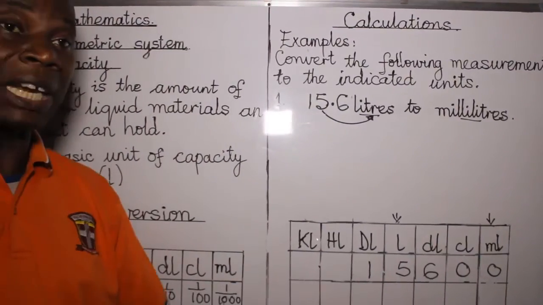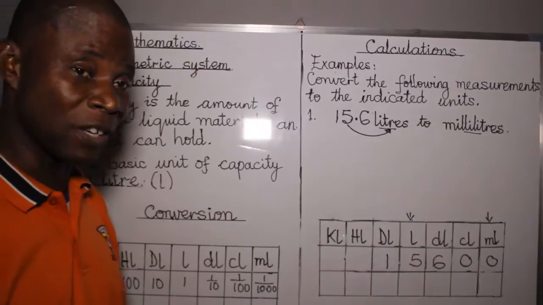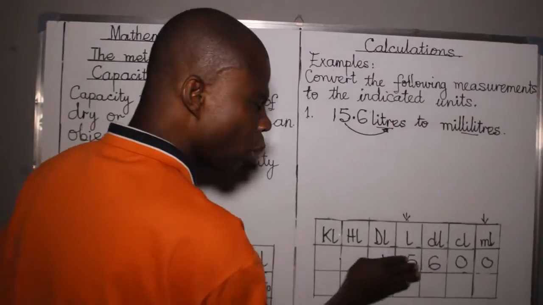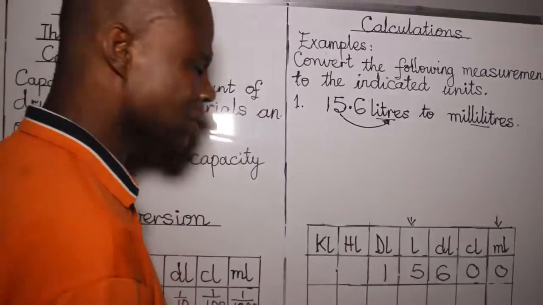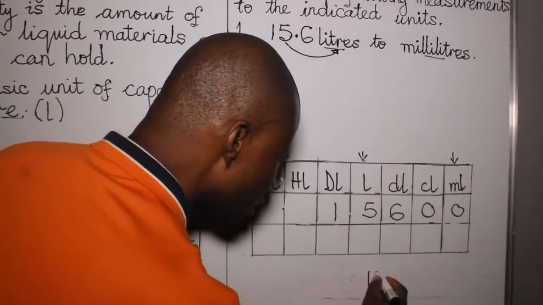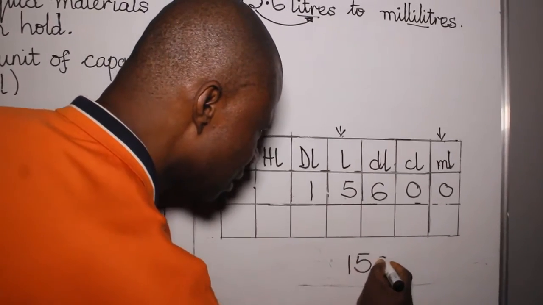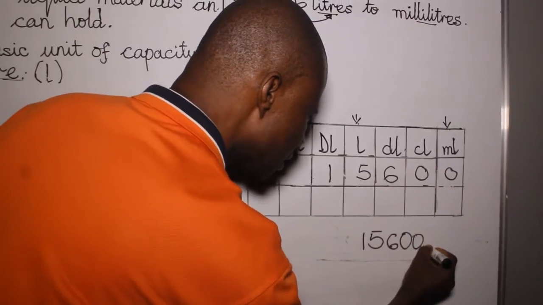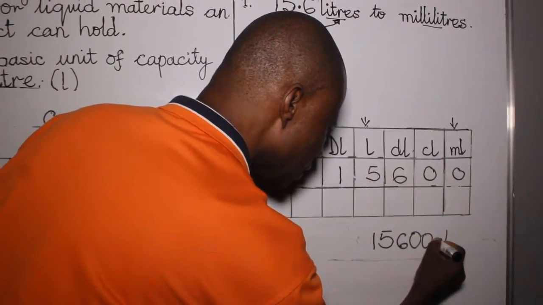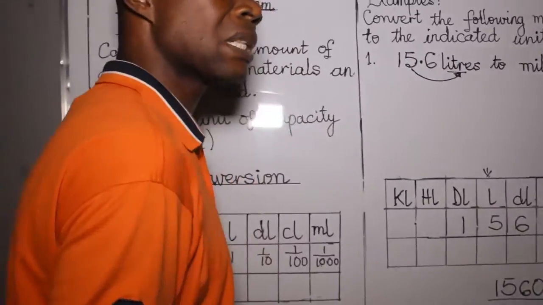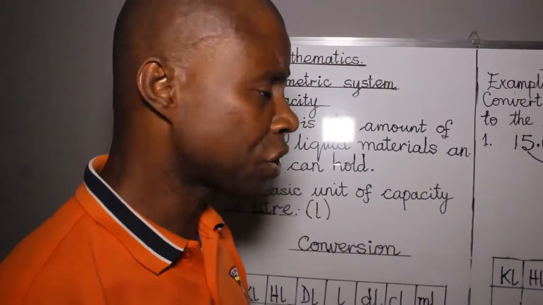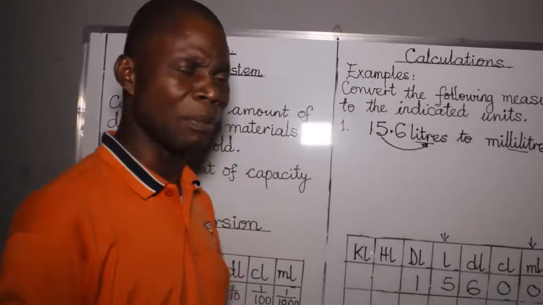With this, you have ended your work. That's the end of your conversion. What do you do? Go back to the table and copy it as your answer. That's all. This gives us 15,600 milliliter. That's the answer to the question. You are through. You are finished. You have nothing to wrap your brain around.